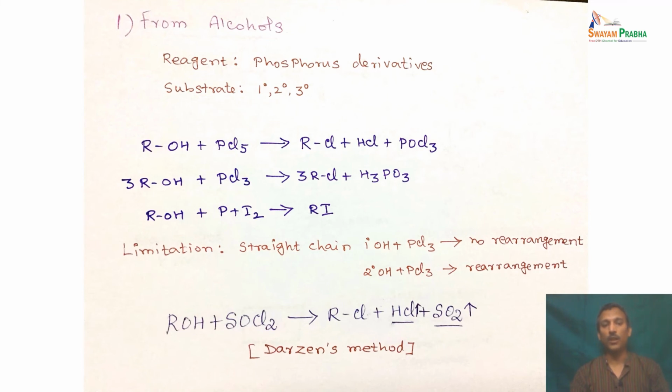So alcohol reacts with the thionyl chloride to give alkyl halide, and HCl and SO2 are formed. In this case, HCl and SO2 are gases, so they escape very quickly from the reaction medium. So this reaction gives a very high yield of alkyl halides.